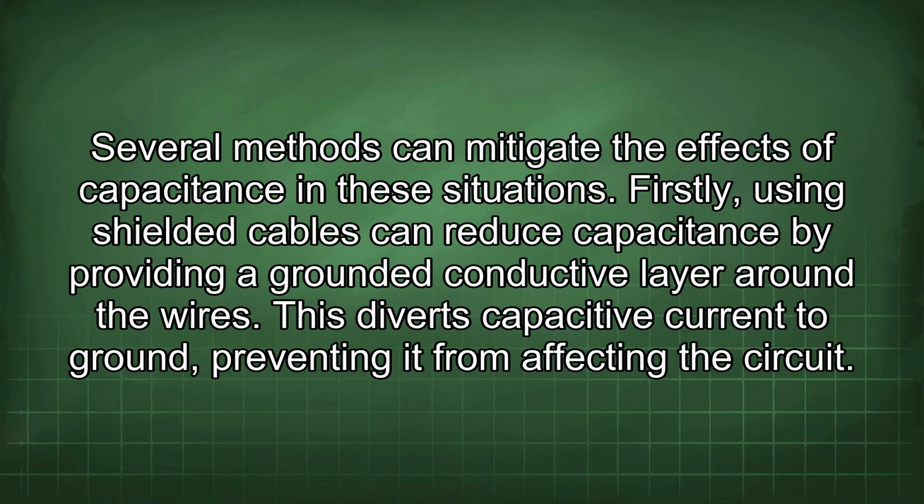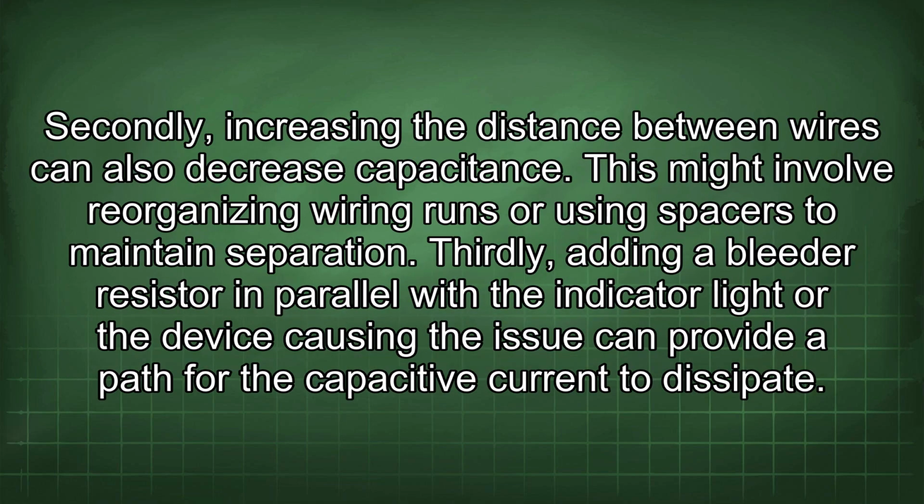Several methods can mitigate the effects of capacitance in these situations. Firstly, using shielded cables can reduce capacitance by providing a grounded conductive layer around the wires. This diverts capacitive current to ground, preventing it from affecting the circuit. Secondly, increasing the distance between wires can also decrease capacitance. This might involve reorganizing wiring runs or using spacers to maintain separation.